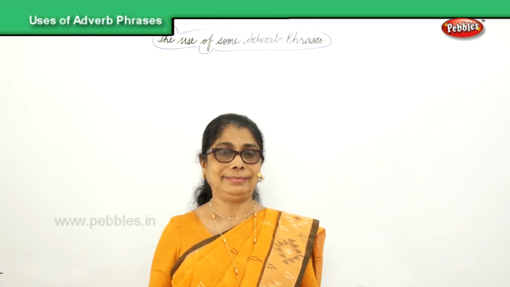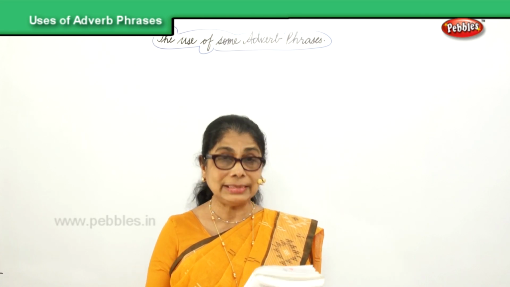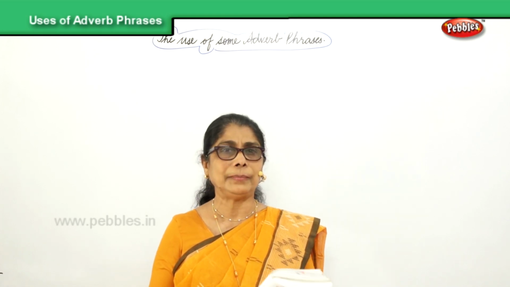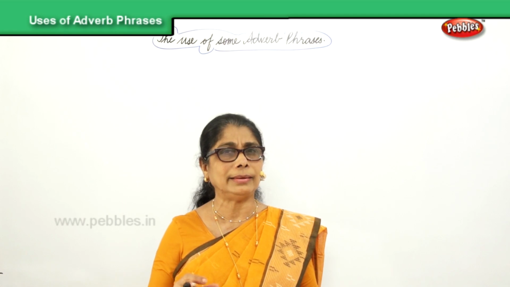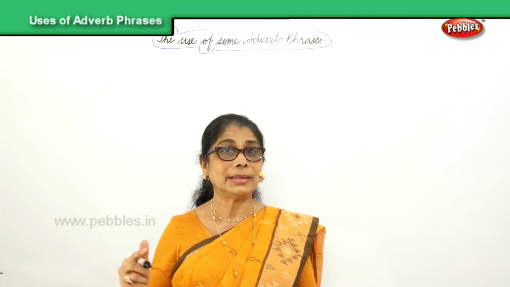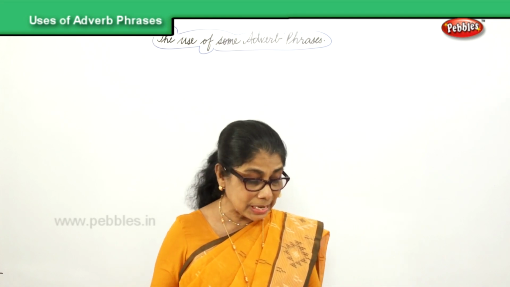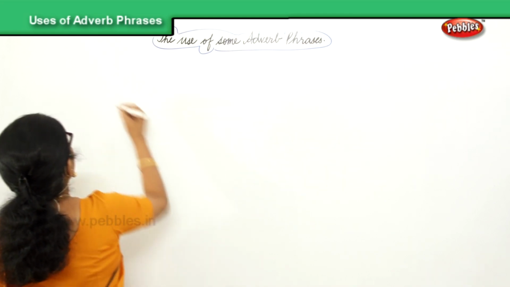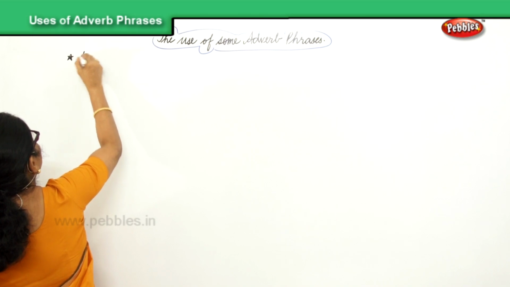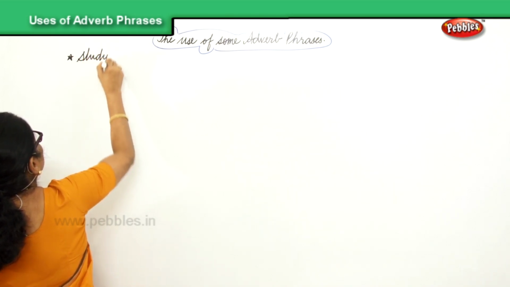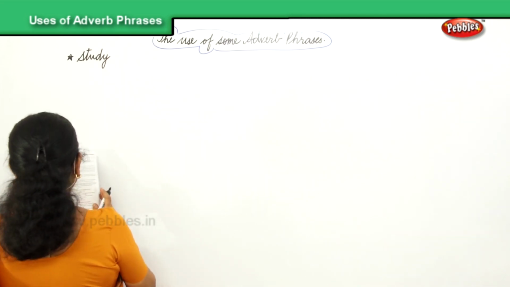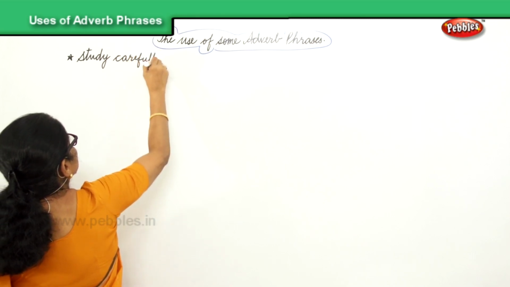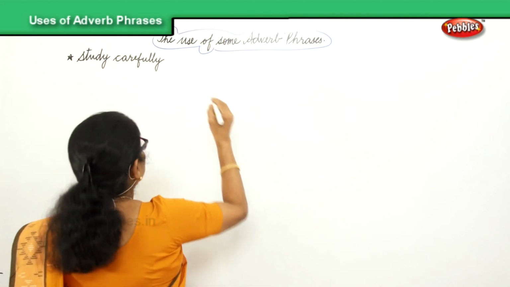Again and again. The phrase, again and again, means more than once, repeatedly. I told you again and again. Read the chapter 5 times. That means repeatedly. So, we're going to study carefully what? The use of adverb phrases.